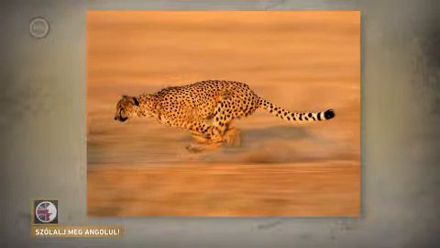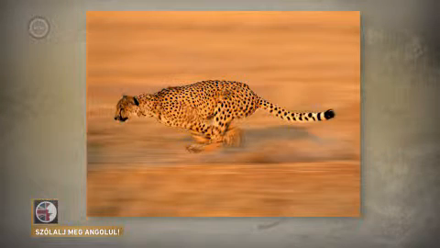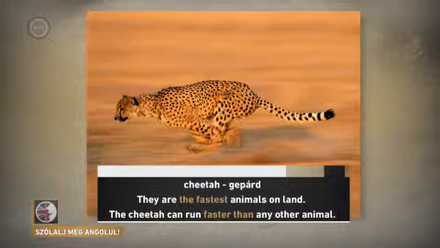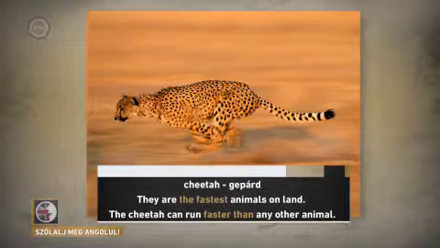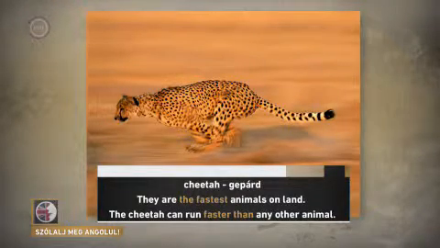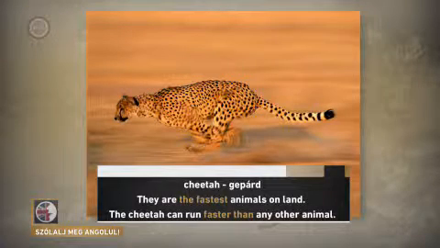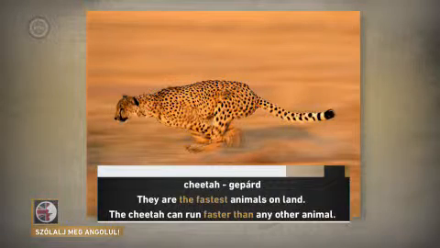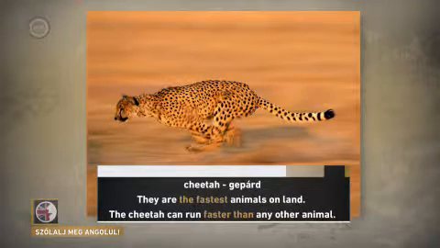Okay, let's think about some animals. Let's look at animals we can use superlative adjective forms with. Well, what's this animal? Okay, so this is a cheetah. And what do we know about cheetahs? Well, they are the fastest animals on land. So the cheetah can run faster than any other animal. The cheetah is the fastest animal on land. A cheetah can run at 96 kilometers an hour.